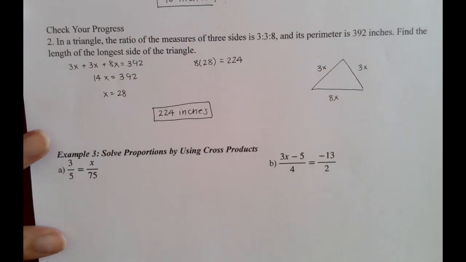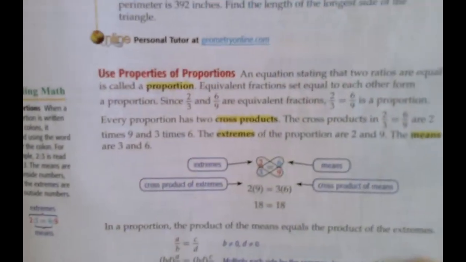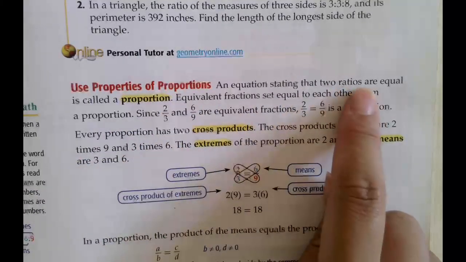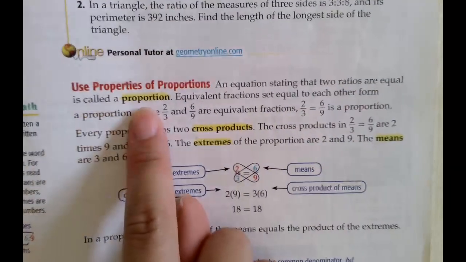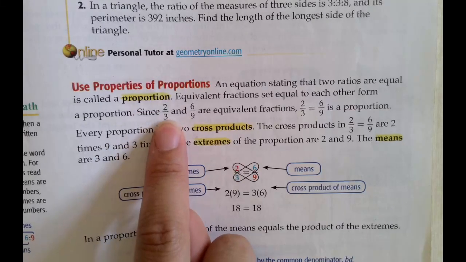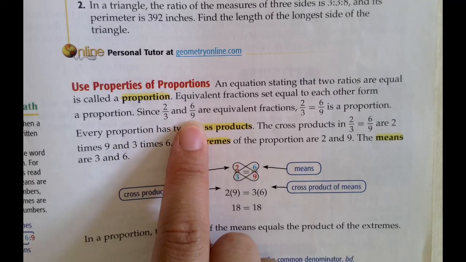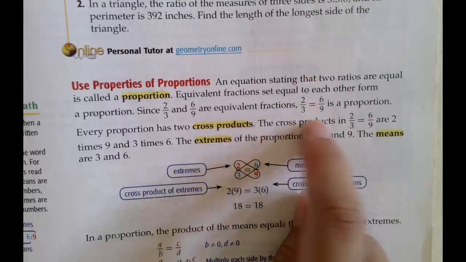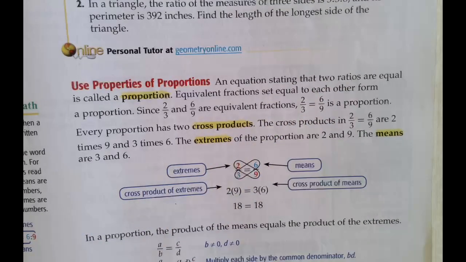The next part deals with proportions. A proportion is an equation stating that two ratios are equal. If two ratios are set equal to each other, that is known as a proportion. You've seen that before, such as 2/3 and 6/9. They're equivalent fractions, so 2/3 equals 6/9. This is an example of a proportion.